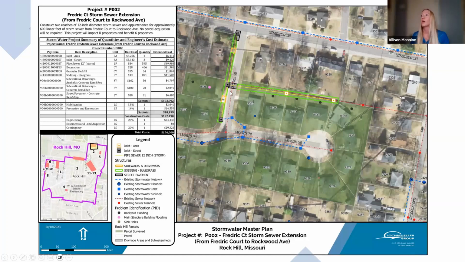And similarly, on the other part of Frederick Court up here, they do have some flow coming down and flowing into some of these garages and houses. So it would be to collect the stormwater coming down and just connect into the existing storm sewer system. This would be constructing approximately 600 linear feet of 12-inch diameter storm sewer. If we use existing easements, no easements would be required, and it would benefit 6 properties at a total cost of $176,000.